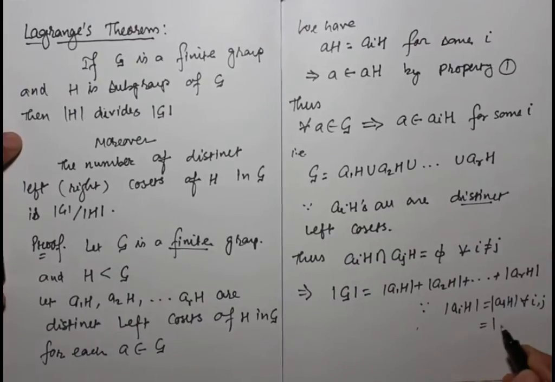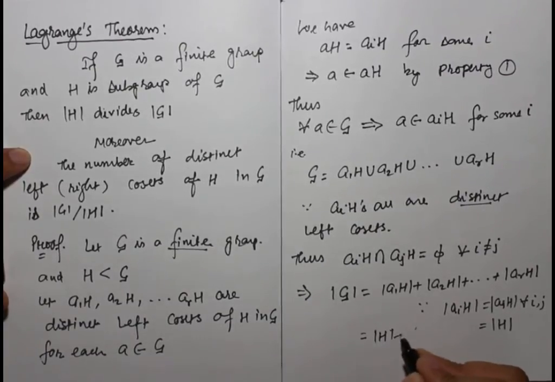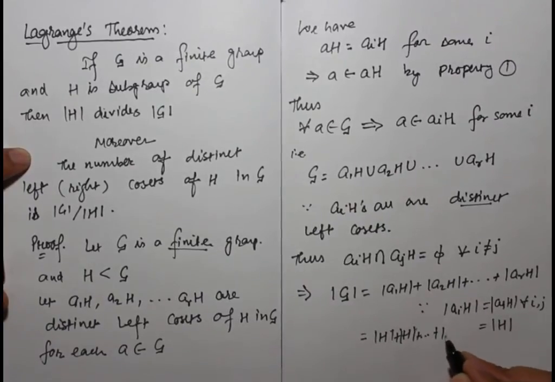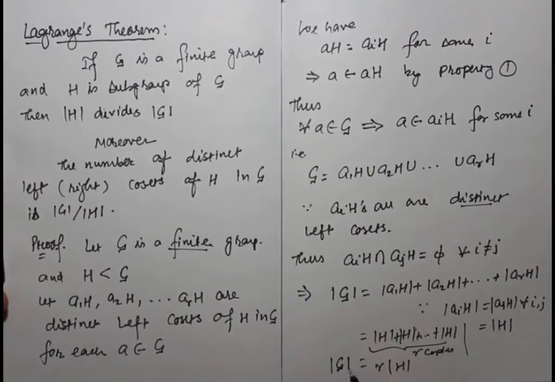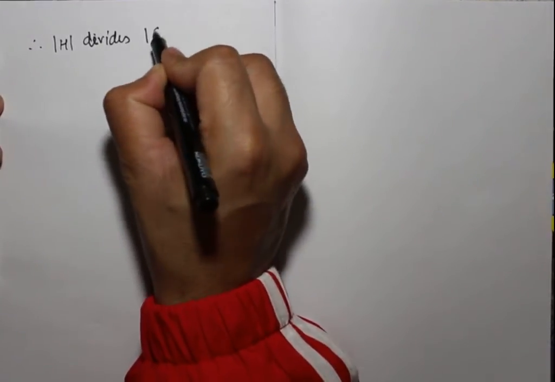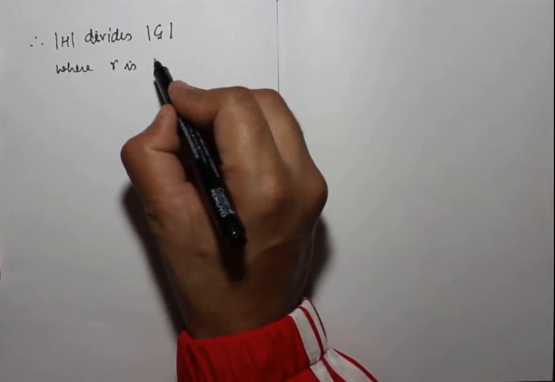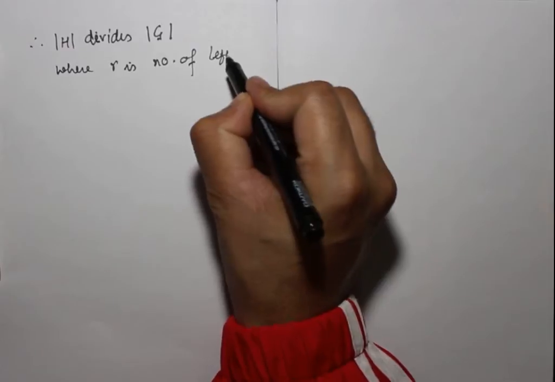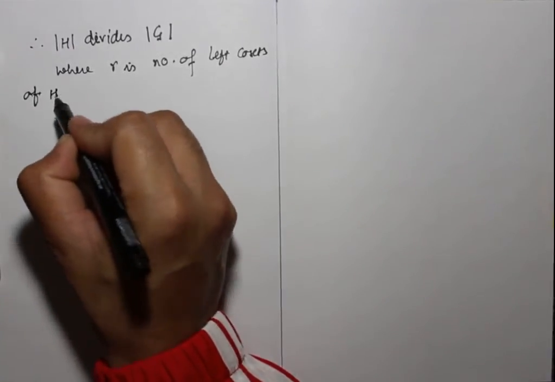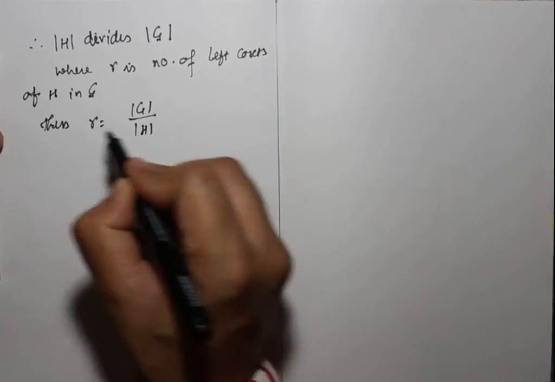We can write this equals order of H, so this is order of H plus order of H and so on plus order of H. There are r copies, so we can write r into order of H. This is order of G. We can say order of H divides order of G, where r is the number of left cosets of H in G. Thus r equals order of G by order of H.